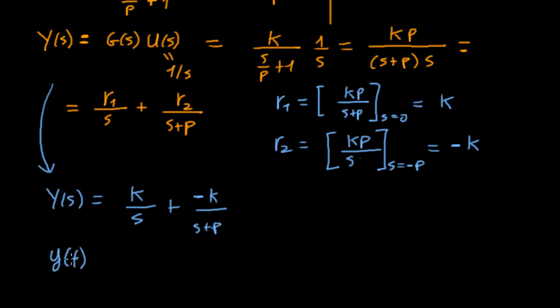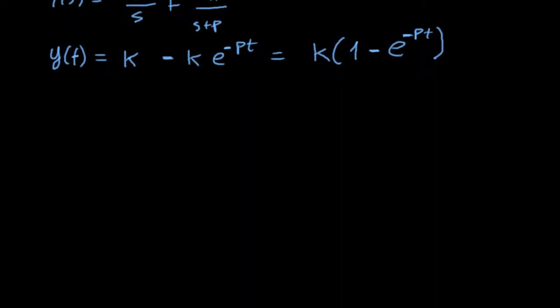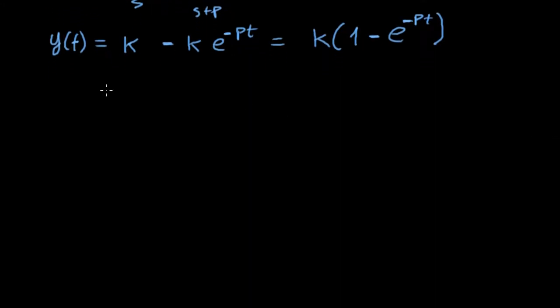So the inverse Laplace transform is k plus, well, minus, in this case, minus k times e to the minus pt. That is k times 1 minus e to the minus pt. This is the time response, or the expression for the time response of a first order system. Let me draw it.